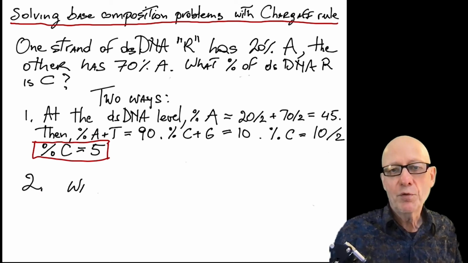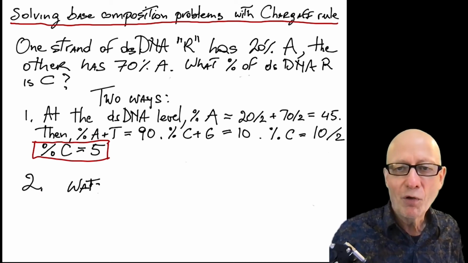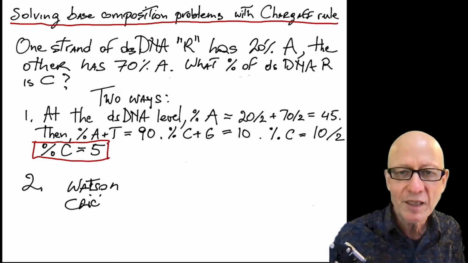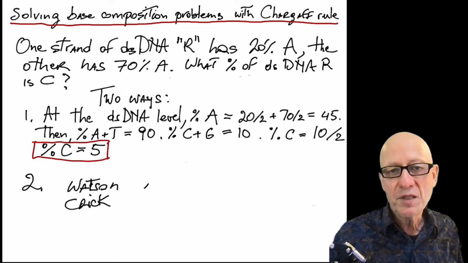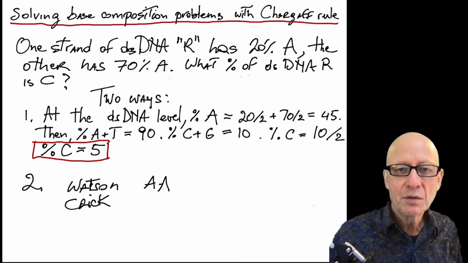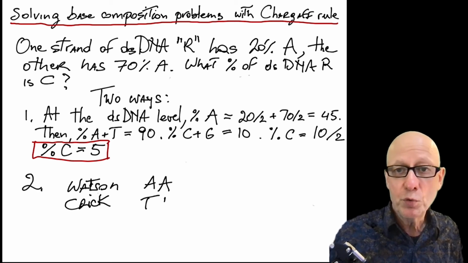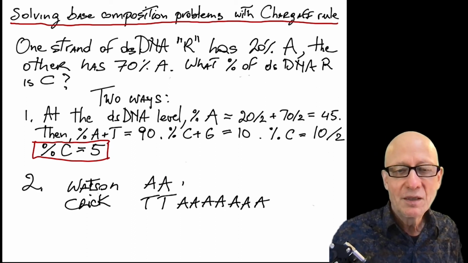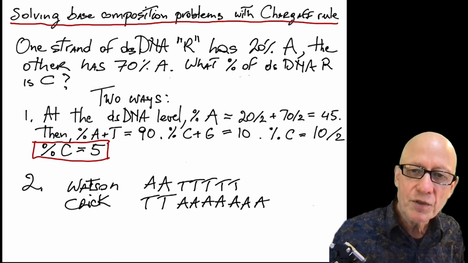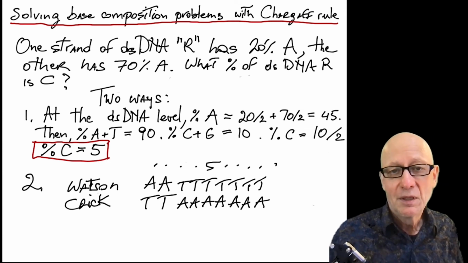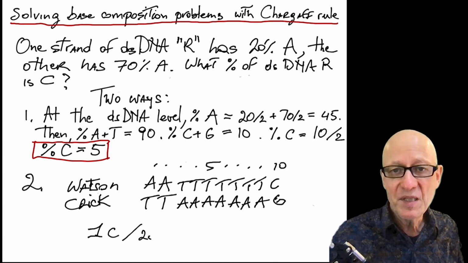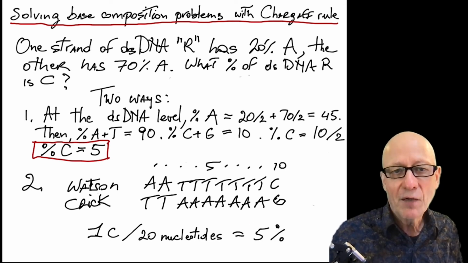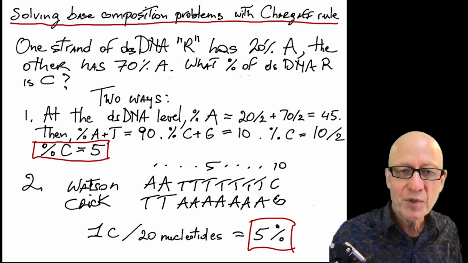The second method uses our 10 base pair long DNA with 2 strands. Here we're going to call them respectively Watson and Crick. Watson has 2 A's. The complementary Crick region has 2 T's. Then let's add 7 A's to Crick and the corresponding T's to Watson. We're nearly done. The last base pair must be CG. We can then count 1 C out of 20 nucleotides, or 5%.